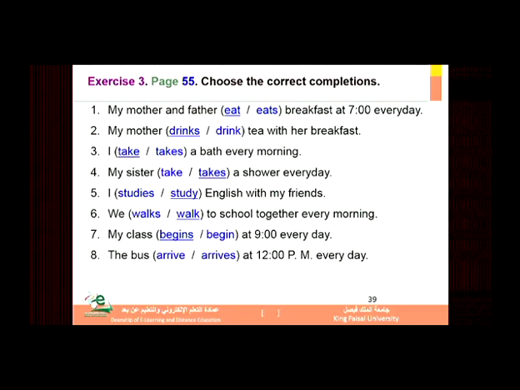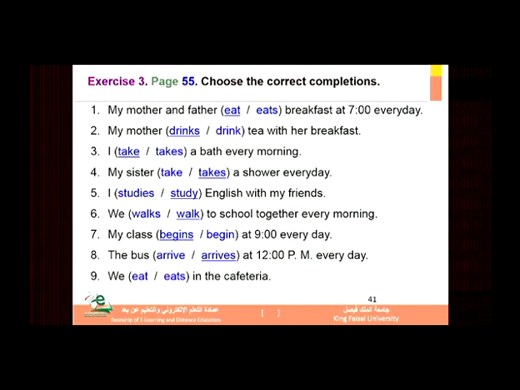Number 8, the bus arrives at 12 p.m. every day. Again, the bus is basically a third person singular noun. If we can replace it by a pronoun, we get it. So when it precedes the verb, the verb does take an S. So the verb takes an S at the end of the verb, as we have the word arrive here. So the bus arrives at 12 p.m.